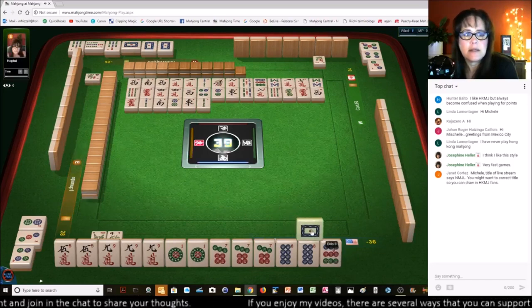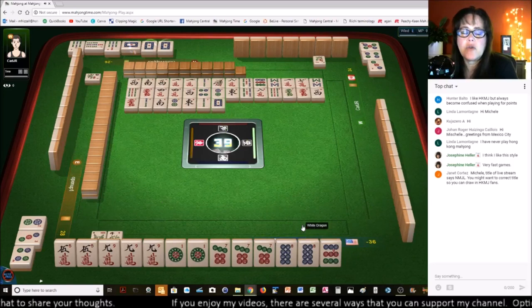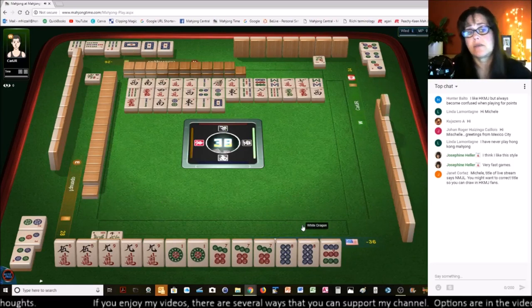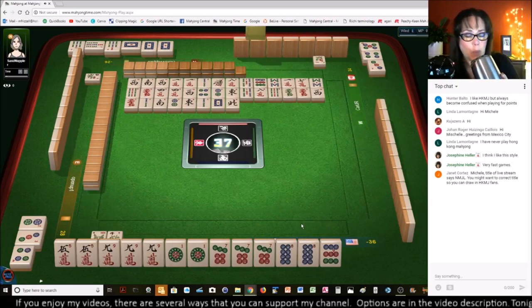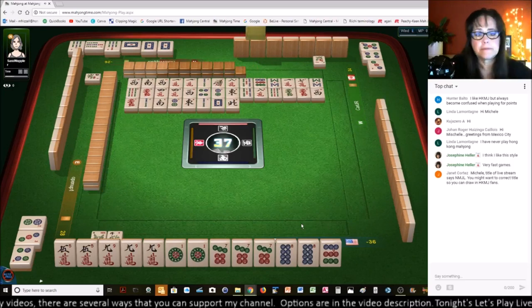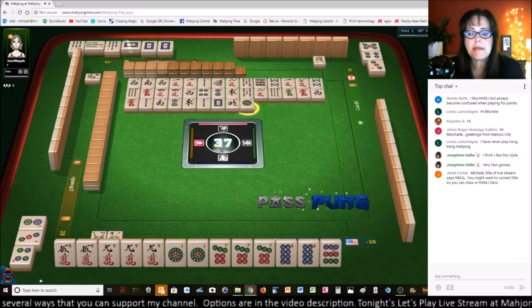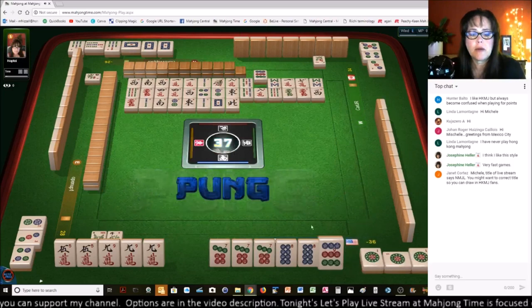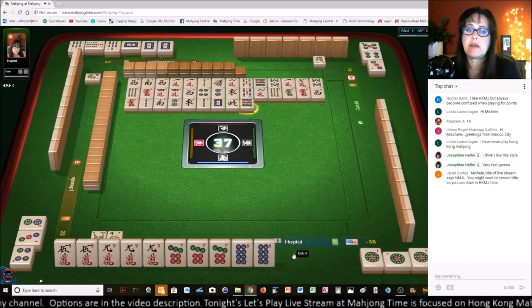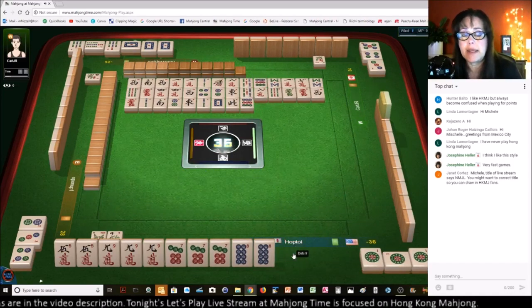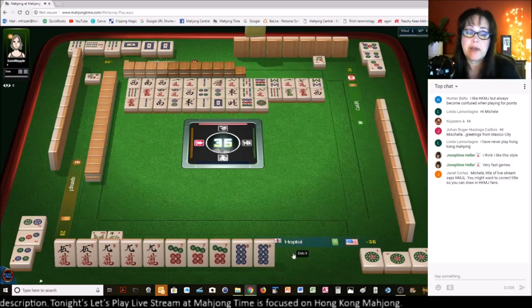Two bamboos. Okay, the white dragon is safe. There are four white or three dragons out. There's a pung out. So that white dragon was safe. 1 dot. There's a pung. Pung. Okay, we're going to discard the nine. And we're ready to win on a 5 crack or an 8 dot.